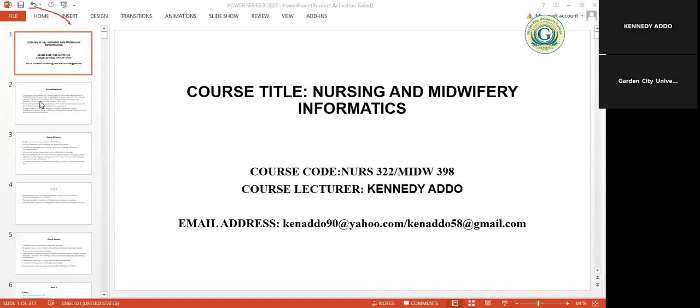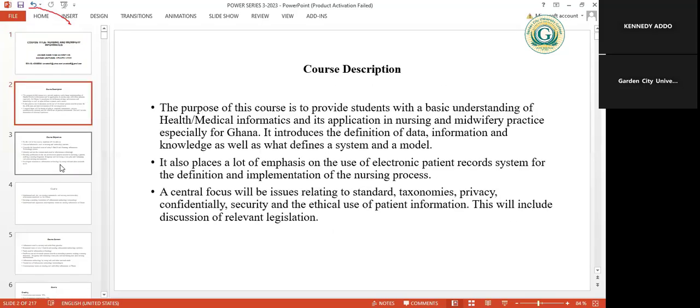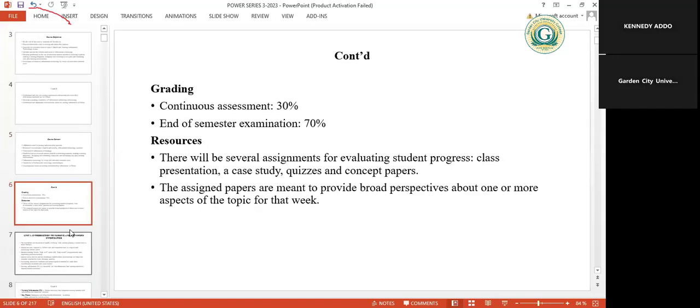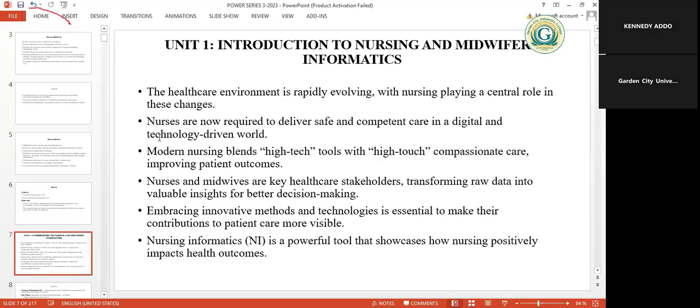Now we are looking at introduction to nursing and midwifery informatics. You know, the healthcare environment is rapidly evolving, with nursing playing a central role in these changes. Now, before I introduce you to this one, let me just make some points very clear. We are going to lay a firm foundation. So if you are not here with us, it will be quite difficult for you to go along with us.